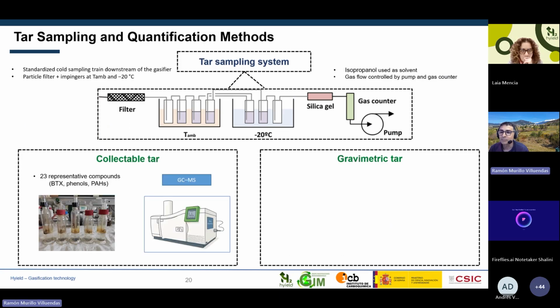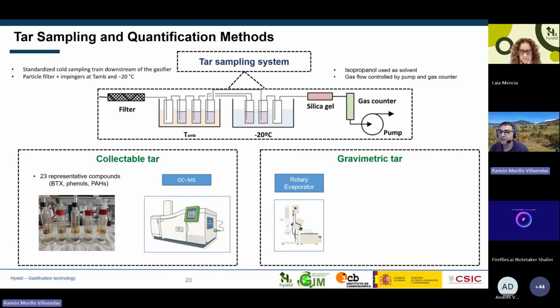A product gas is sampled downstream of the gasifier using a standardized coal tar sampling tray. The gas passes first through a particle filter and then through a series of impinger bottles filled with isopropanol. The impingers are operated at ambient temperature and at -20 degrees C in order to condense tar and water. A pump is used to control the gas flow rate, which is continuously monitored by a gas counter.